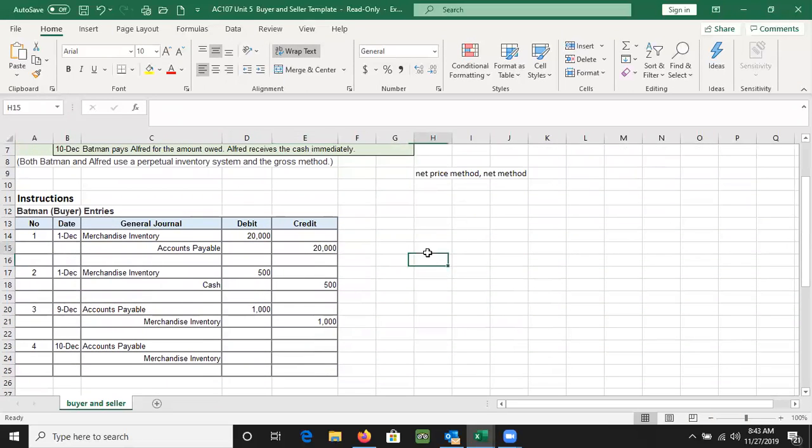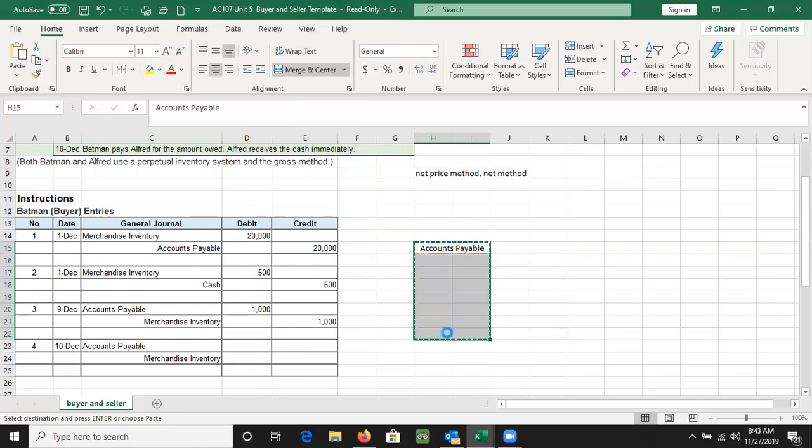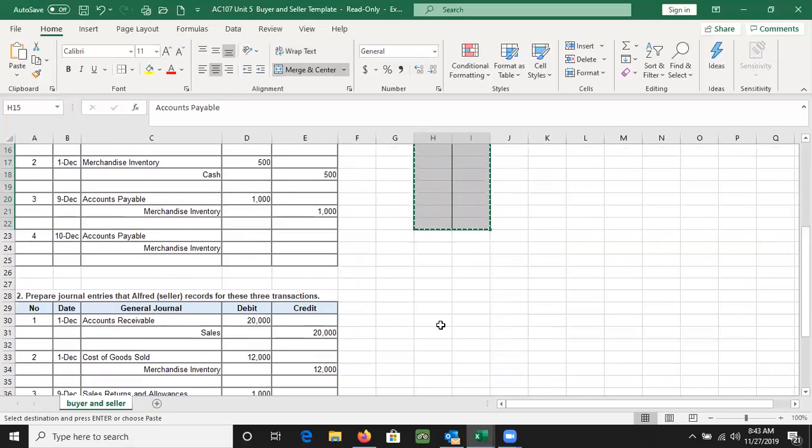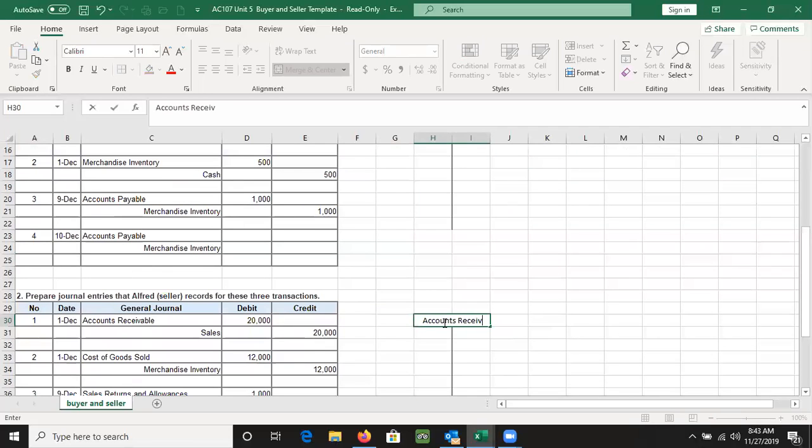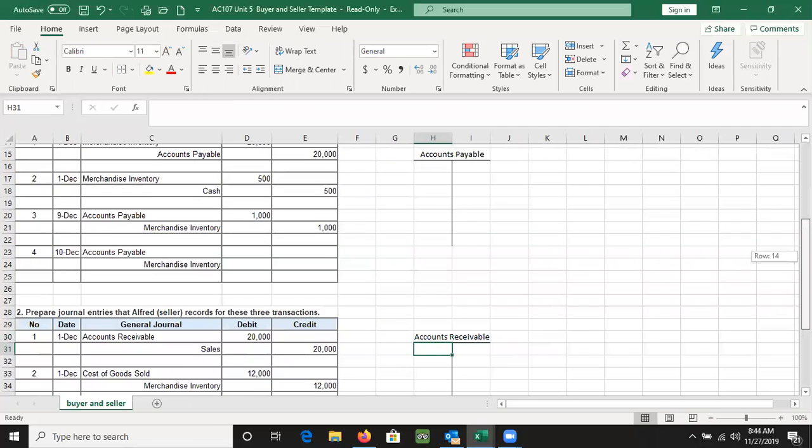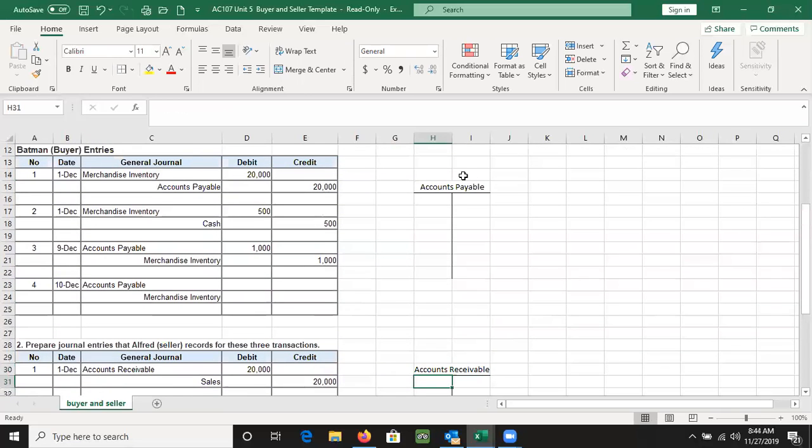Here's where it's useful to use a T-chart now. We're going to get to December 10th. I'm going to make a quick T-chart for accounts payable from Batman's point of view, and then I'm going to make one for accounts receivable from Alfred Company's point of view. Okay, if you're comfortable without doing this, don't do it. But if you need help keeping track of things, it's real useful, and I recommend it. This is a T-chart. It's the same thing as a ledger. It just looks a little different, but it helps you keep track.